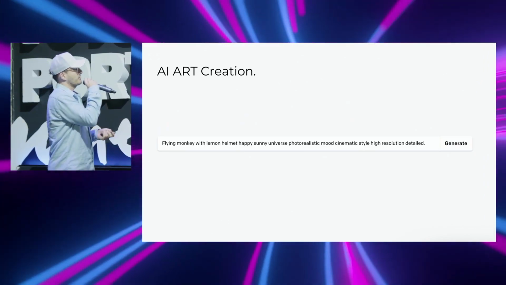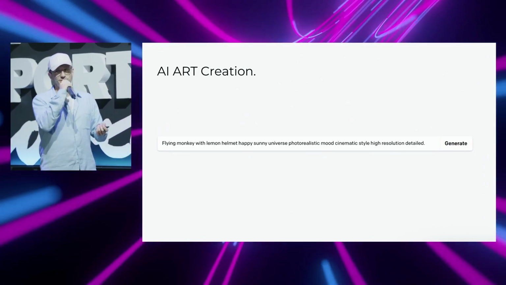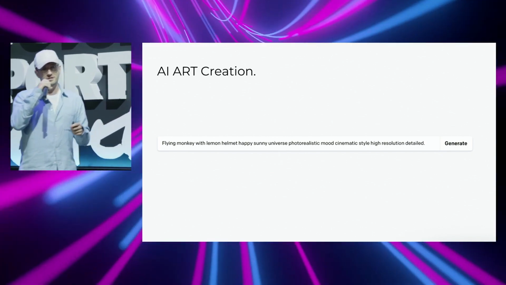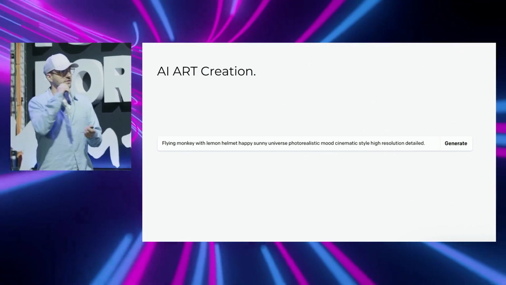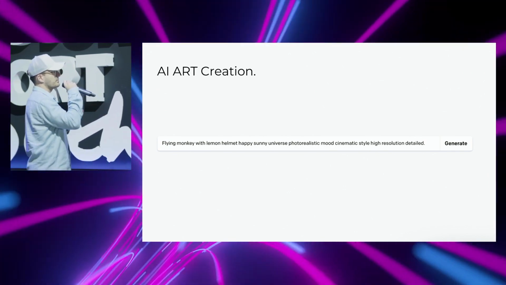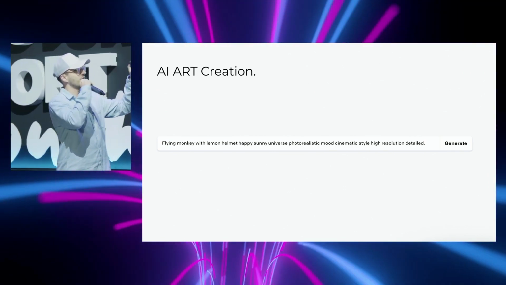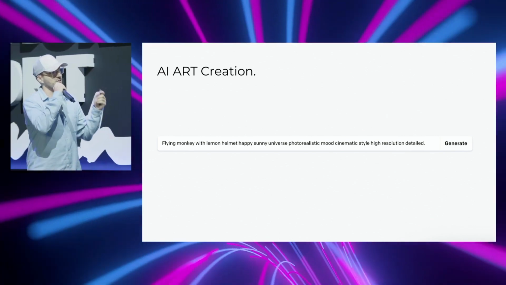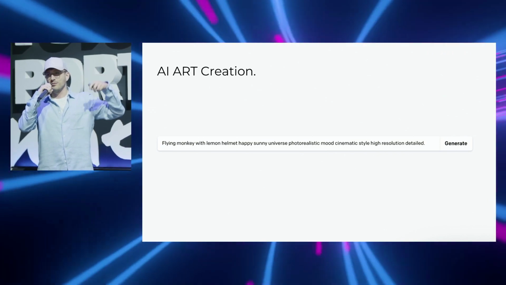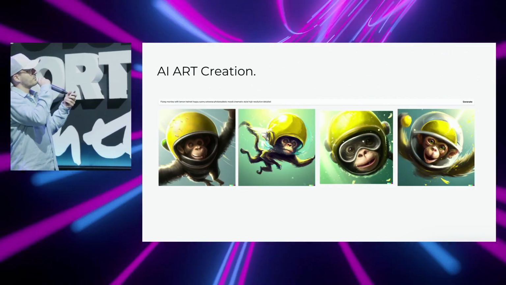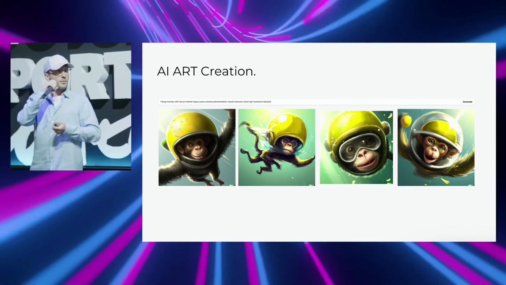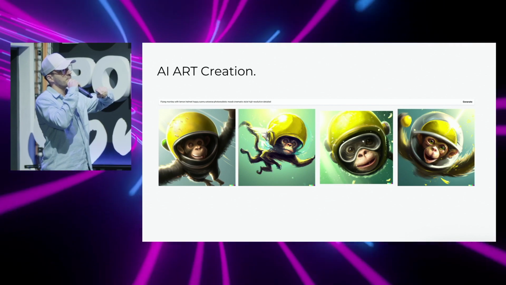I have another one, because I am a big fan of monkeys, I don't know why, but I am also a big fan of lemons. The cool thing about AI producing images is that you can combine whatever you want. So I put in: a flying monkey with a lemon helmet, happy sunny universe, photorealistic mood, cinematic style, high resolution, detailed. I know it's not a normal sentence you would ever say. It's more how I think about the image, but this is what comes from the AI. This is my monkey with the super cool lemon helmet, in many different versions.